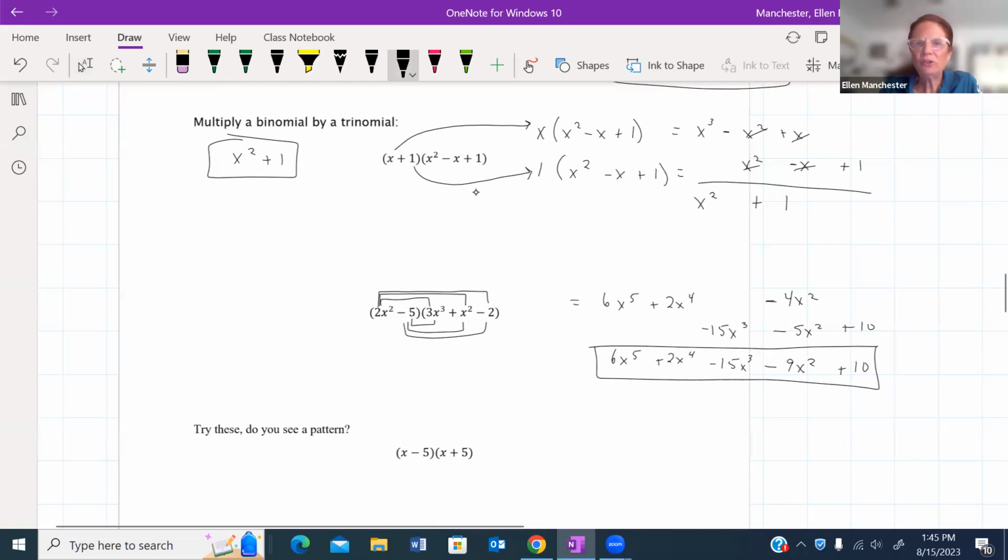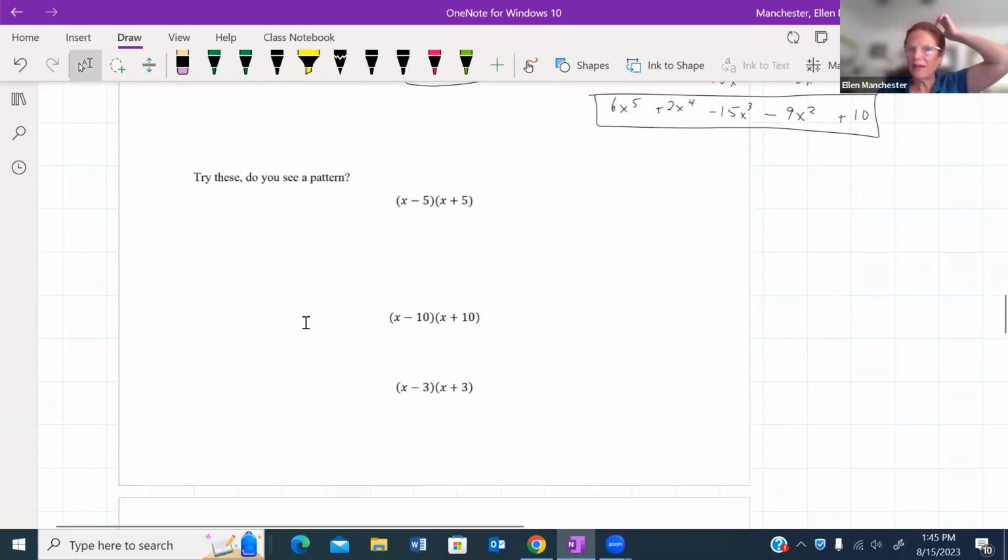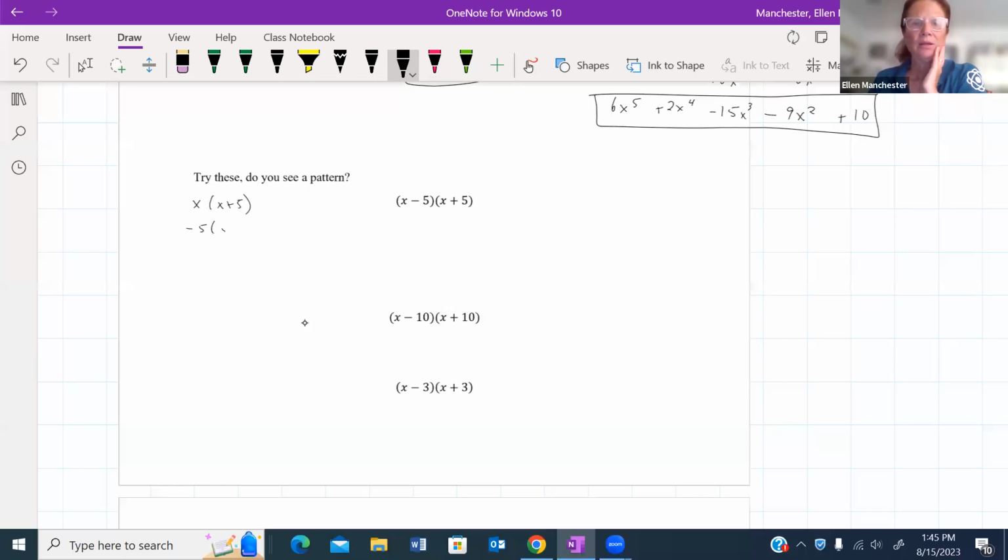Okay, so two different techniques, exactly the same thing. It's just the first one, I wrote it out. The second one, I just did it and wrote down the answers as I went. Okay, but the technique is the same. All right, here we go. Now you need to look for a pattern. Okay, these are just binomial by binomial, right? So we're just gonna multiply it using FOIL, or you can set it up this way. You can do it either way.